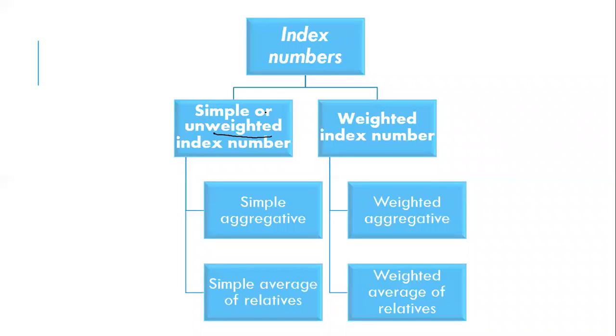Okay, when you come to the weighted index number, what happens here is, as we give equal importance to the products, actually our products do not have equal importance. Each product has its own importance, its own value. So we cannot say all the products are equal. We cannot give equal importance to all the products. So what we do in weighted index number is we assign particular weights. So that is weighted index number.